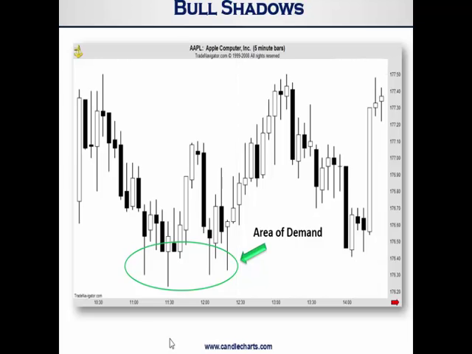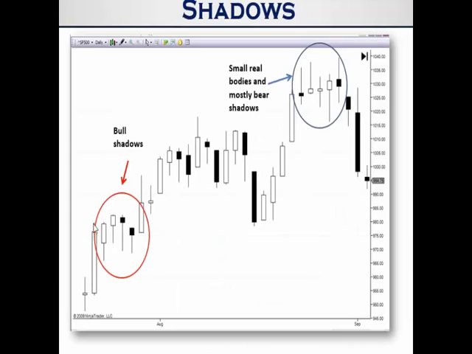So that's visually showing you, even without looking at the size of the real bodies, just looking at the shadows, that the market is rejecting lower levels. And same thing over here. We'll look at this in a second on the left side.